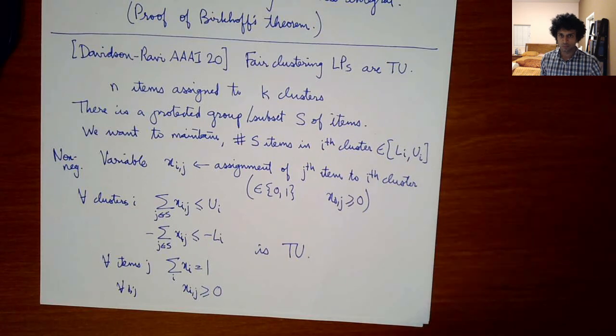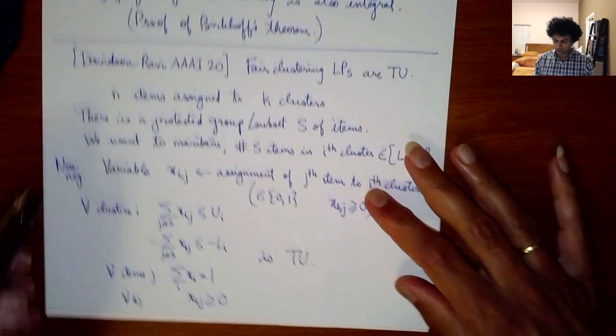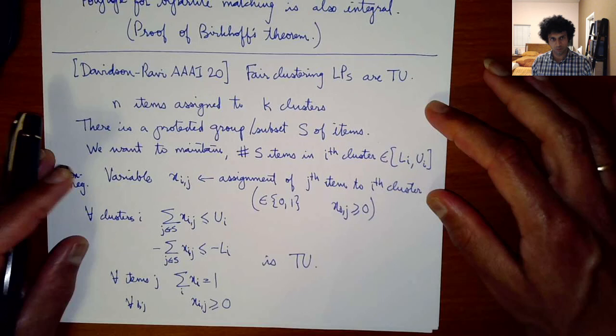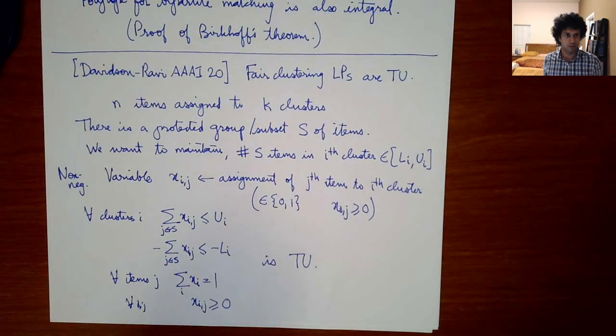So I will end now, and I just wanted to show this example to show you that total unimodularity is something that repeatedly comes up in optimization. So I'll be happy to take any questions you have about any of these things.